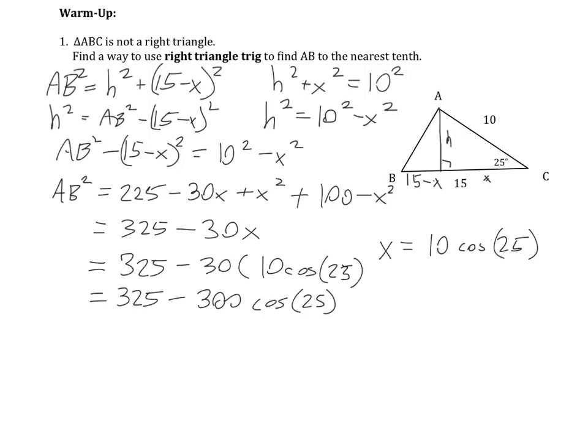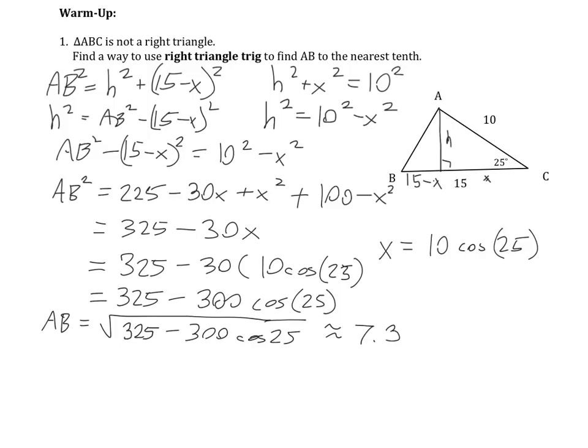That still, though, has an AB that's squared. So this is a squared statement. We want to find out what AB is going to be without that. So AB itself, no squaring, is going to be the square root of 325 minus 300 cosine of 25. Now, you're going to have to type that into your calculator. I'm going to make a separate video if you have issues doing this on your calculator. But rounded to the nearest tenth, that's going to be 7.3.